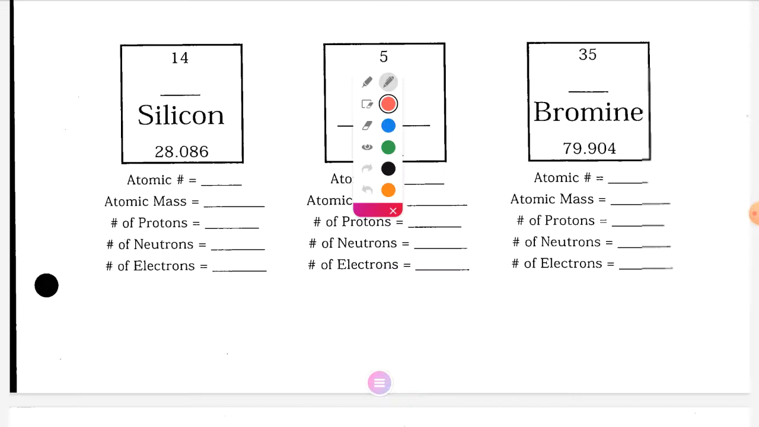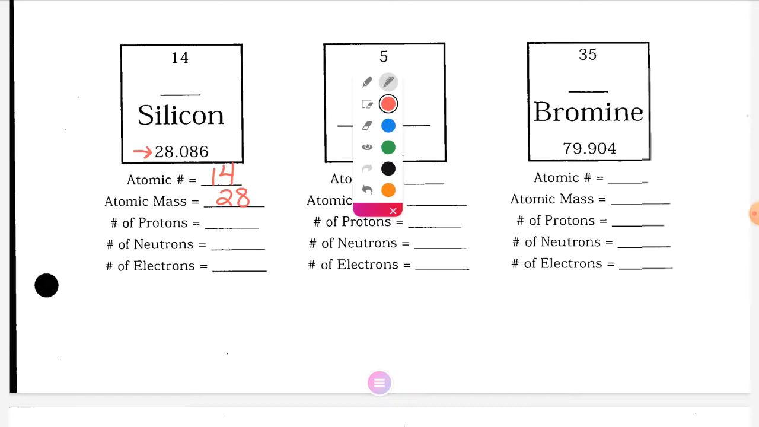Braxton, help me get going. What is the atomic number for this one? We're looking right here. Where do we find the atomic number? Emily, can you help him out? 14. It's right there. It's that number right at the top, Braxton. 14. Atomic mass, Aiden? 28, because we round it to the nearest whole number, and that's our number down there at the bottom.